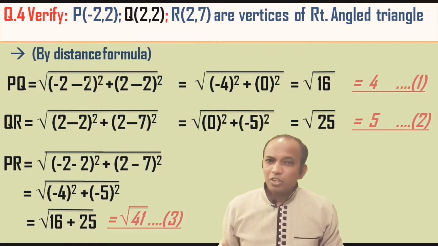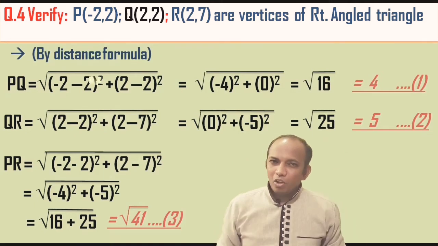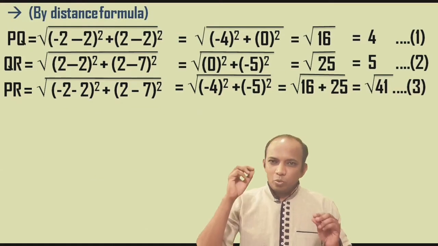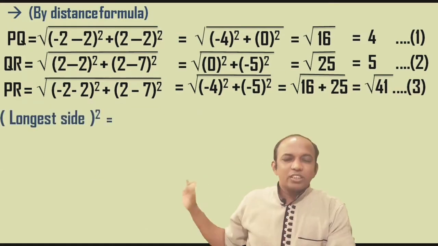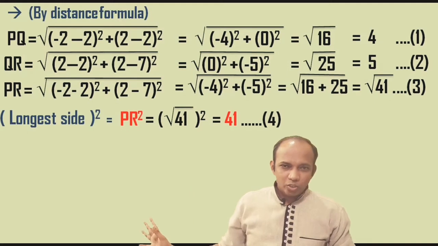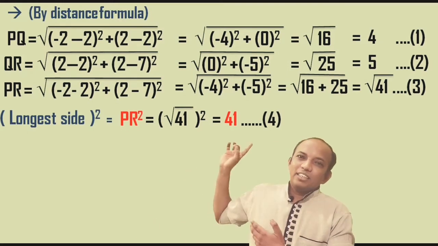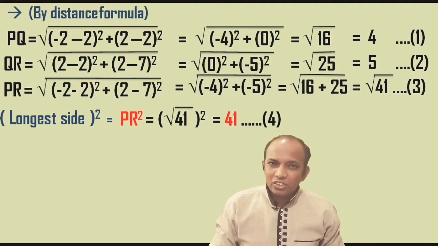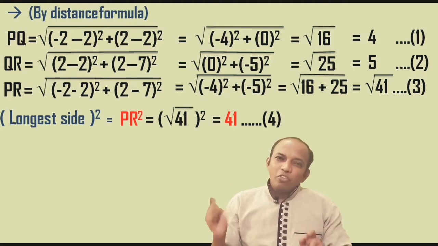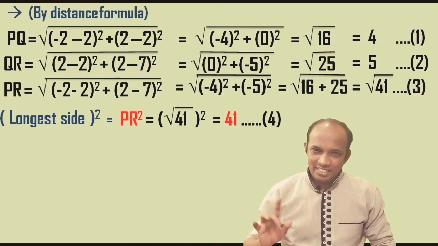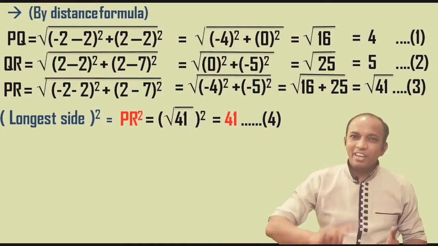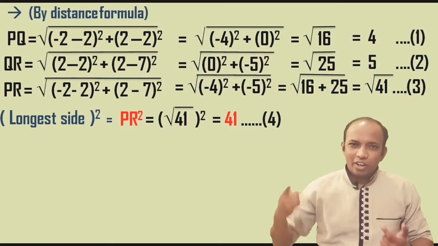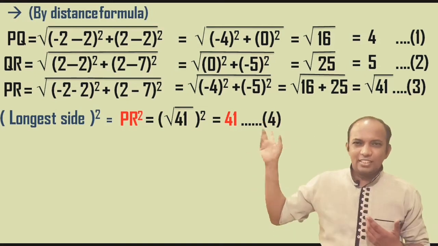That is why PR is the longer side. So we got the first step of our action plan. We have found the longer side, so make a square of it. Longer side square is equal to PR square, and that gives under root 41 the whole square. The way I told you in the previous lecture, square root of a square is nothing but a. In a similar way, square root of 41 square is nothing but 41. Yes, the answer is 41.